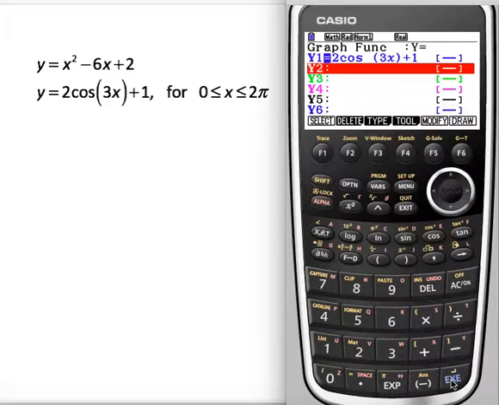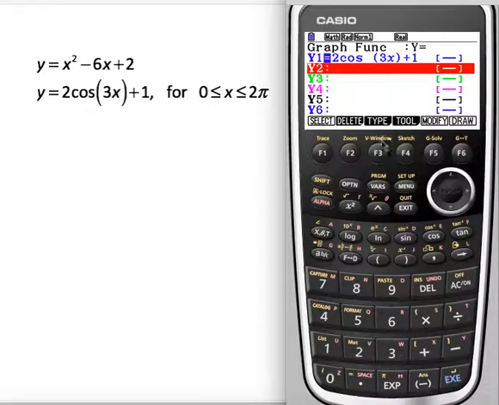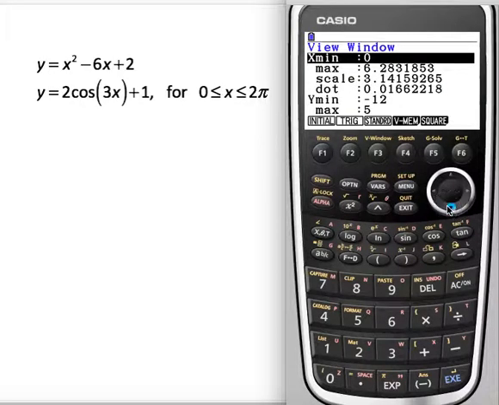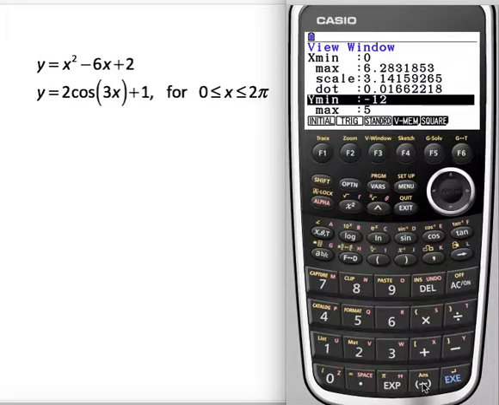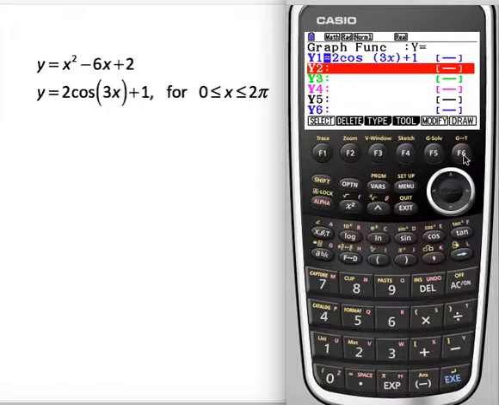Having already drawn it, I can see that I want to see a bit more of that, so I want to go maybe from minus 3 and exit, and we can draw.